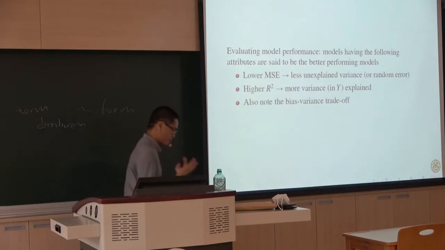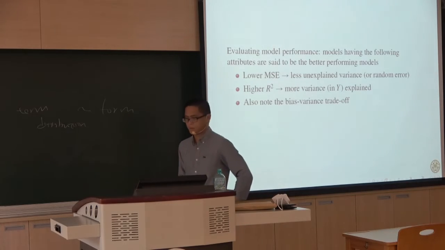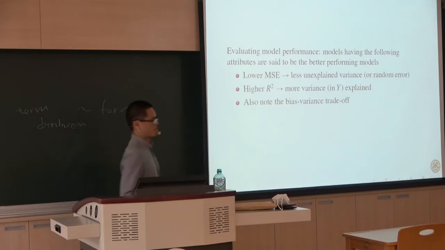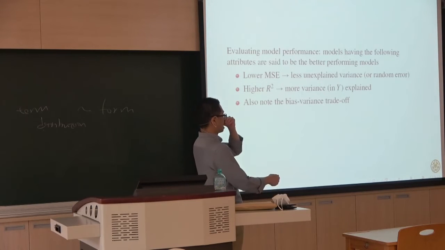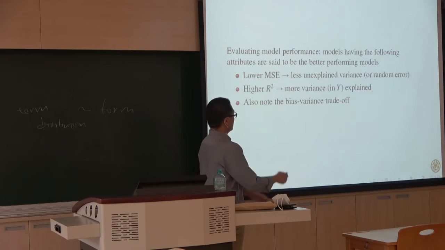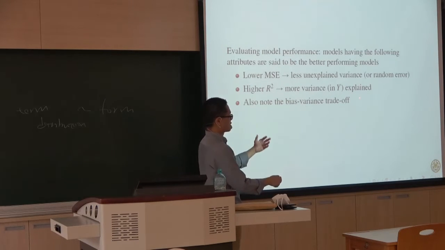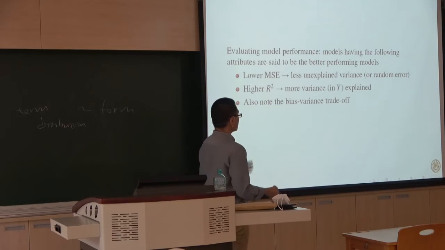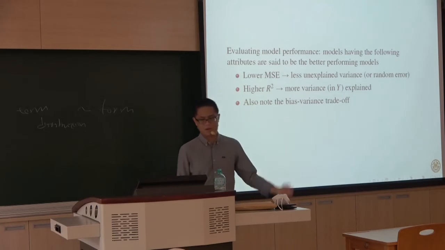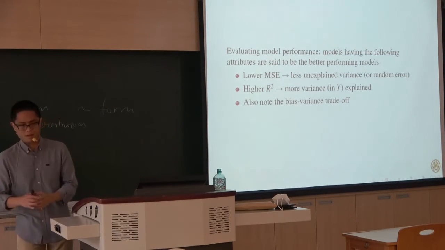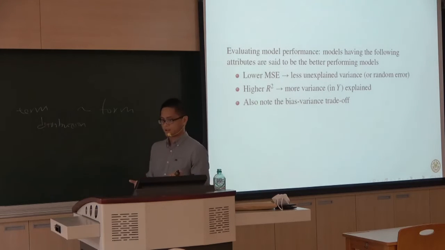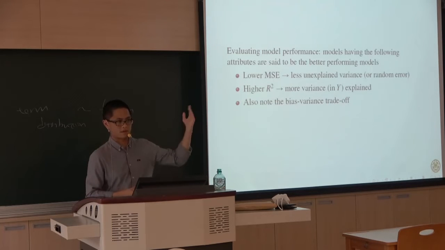And there are a couple of metrics to evaluate how well your model performs at explaining the outcome variable. So you should have lower mean square error, meaning that it has less unexplained variance, which is the error term, or a high R squared, meaning that more proportional variance is explained. You should also know the bias-variance trade-off. So let's not forget about this, then you should go back and take a look at the handout or the first couple of weeks' lecture notes.